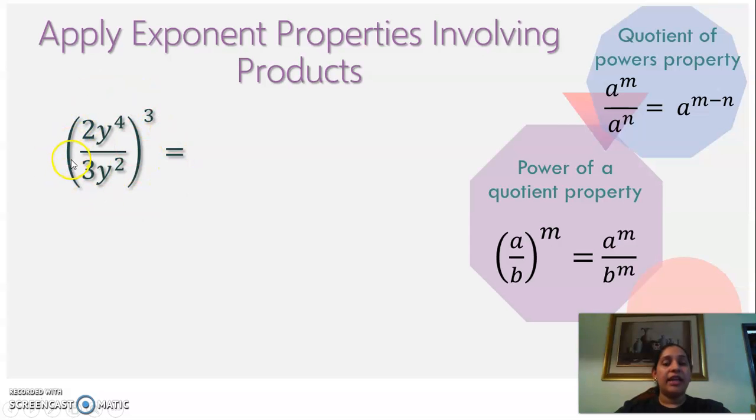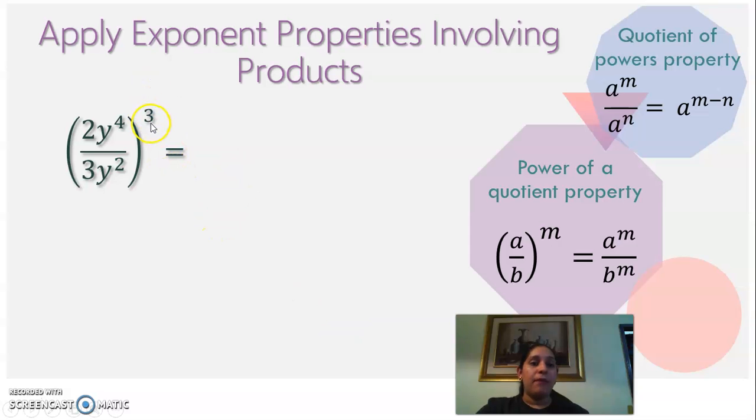Okay, I start by defining my example. I have 2y raised to the 4th power over 3y raised to the 2nd power, and everything raised to the 3rd power. Well, here I can define that my 3 will be multiplying everything inside the parentheses, just with my power of a quotient property. And I'm going to apply it like this. 2 raised to the 3rd power, because I apply my 3 to the 2. And I also apply my 3 to the y raised to the 4th power. Now, I apply my 3 to the 3 I have in the denominator, and my 3 to the y raised to the 2nd power, just as you can see in here.